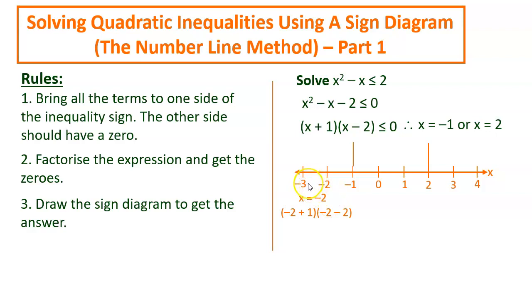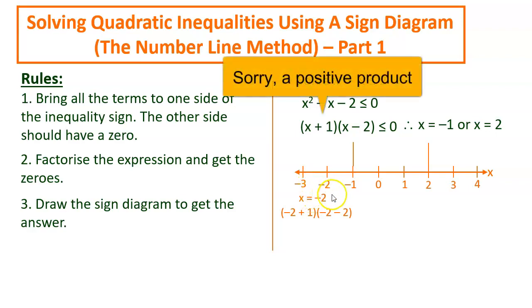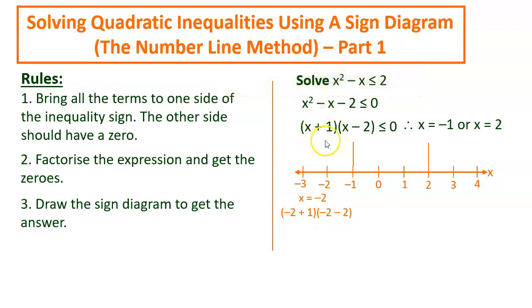You can verify if you take x equals negative 3. Let us see if we get a negative product as well for x equals negative 3. It is negative 3 plus 1 is negative 2, and this part will be negative 3 minus 2, negative 5. So negative 2 times negative 5 is a positive 10. So again we are getting a positive product. You may try any value of x lying to the left of negative 1. You will always be seeing that the product will be a positive product. You will be getting a positive number as the product.